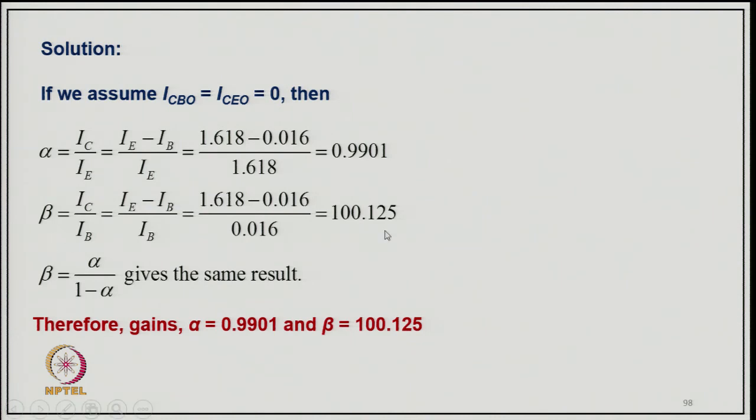So, this is the current gain you get, quite high, of the order of 100. Beta can also be found from alpha, and using alpha gives the same result. Again we get alpha equal to 0.9901 and beta 100.125.